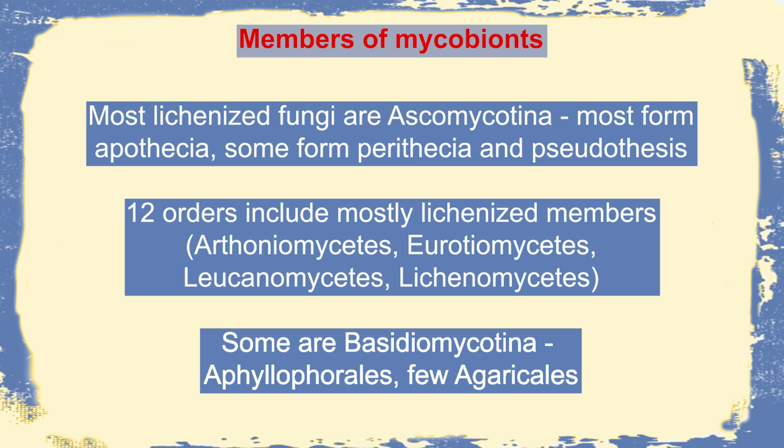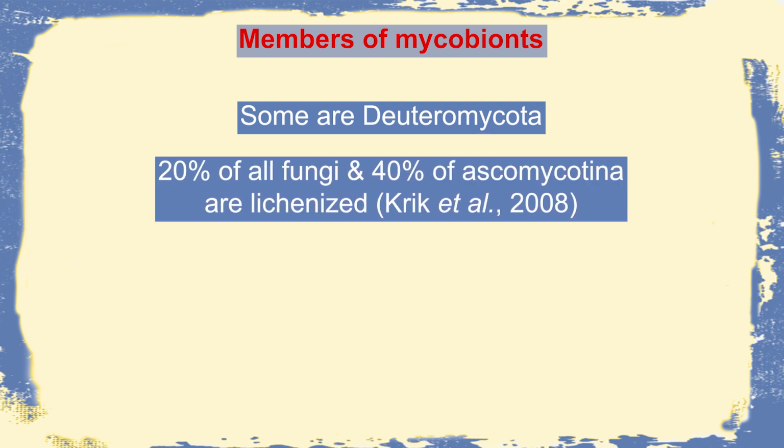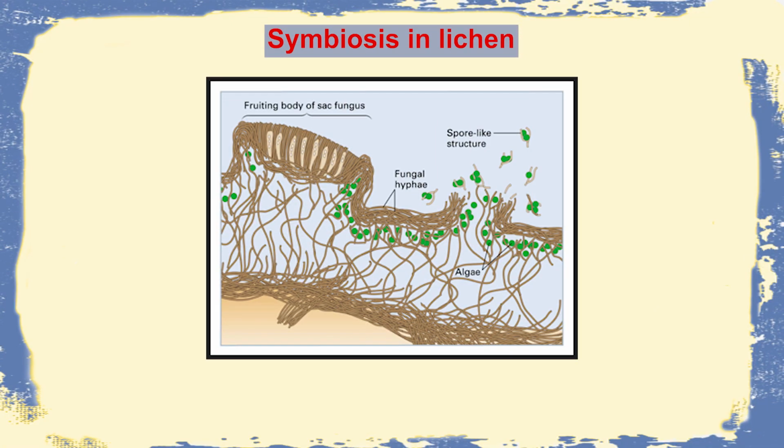Sometimes lichen also may belong to Basidiomycota, and that includes the Aphyllophorales and the Agaricales. The Agaricales is edible, mind you, and Aphyllophorales may have the property of trapping insects. There may also be some Deuteromycota. Actually, it is said that 20% of all fungi are lichenized, and 40% of Ascomycota become lichen. So this is very interesting information, that fungi may form an association with algae to survive in stringent environmental conditions.